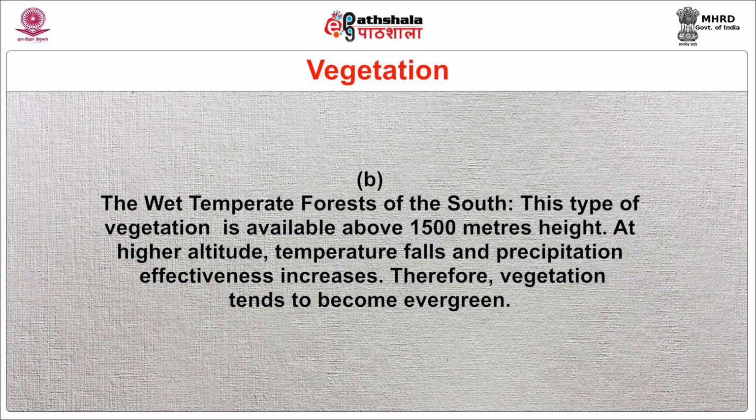The second type is the wet temperate forest of the south. This type of vegetation is available above 1500 meters of height. At higher altitude, temperature falls and precipitation effectiveness increases. Therefore, vegetation tends to become evergreen.